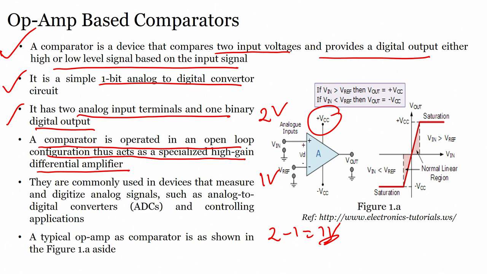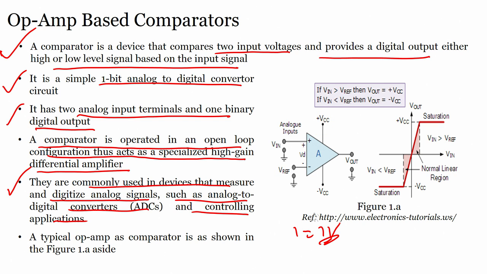Now, what we see next is that they are commonly used in devices that measure digitized analog signals, such as A to D converters and controlling applications. That is the application of the op-amp based comparator.